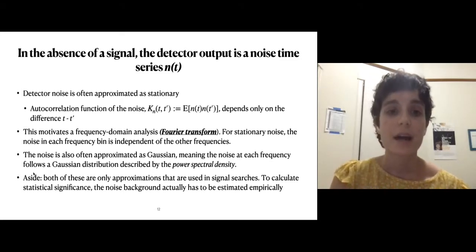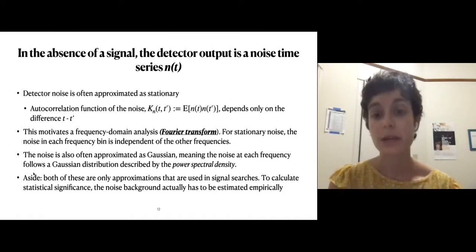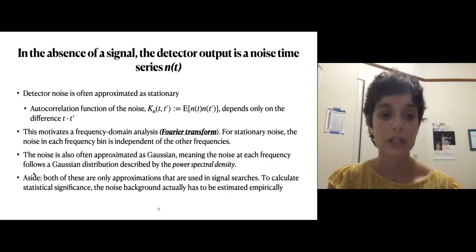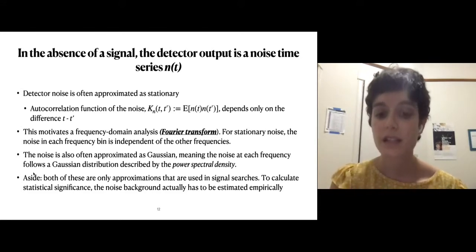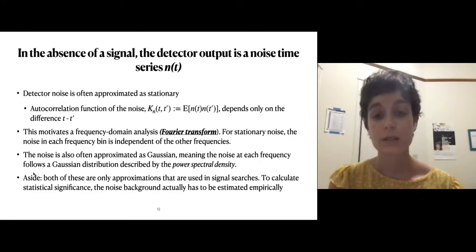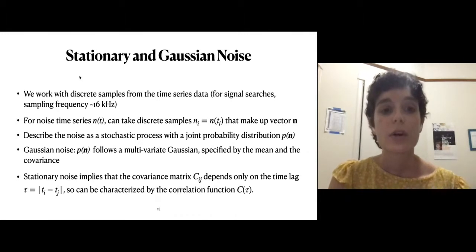And just as an aside, both of these, stationary and Gaussian, are properties that are only approximations to the real detector noise. And as we'll see later, to calculate the actual statistical significance, the noise background has to be estimated empirically, because in reality, it's not as well behaved as these approximations, but these approximations are good enough to use in searching for gravitational waves. So a little bit more about stationary and Gaussian noise.